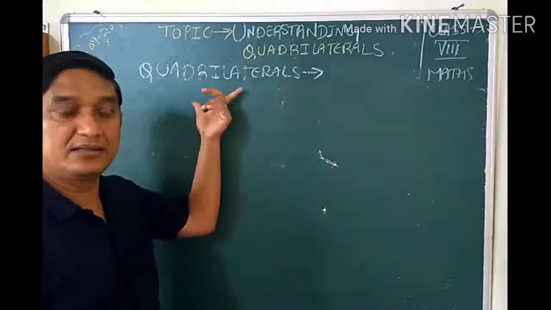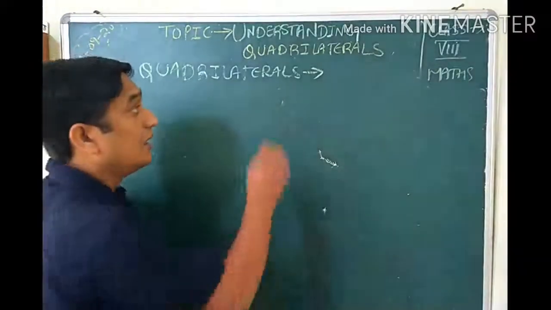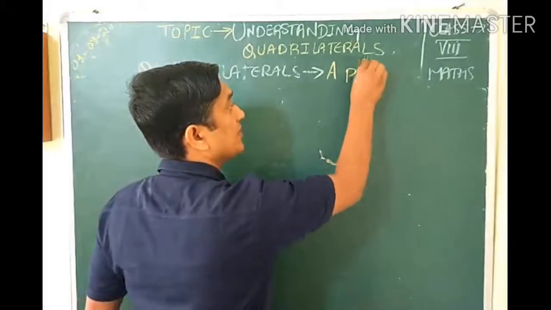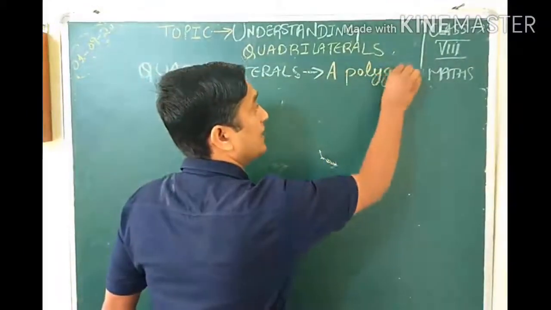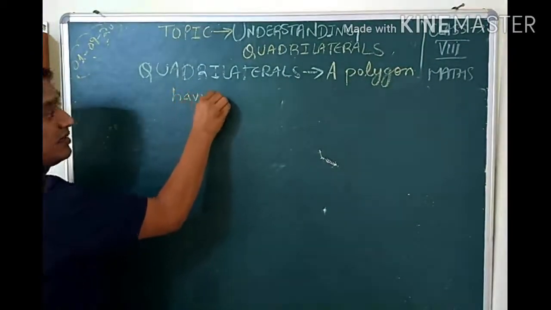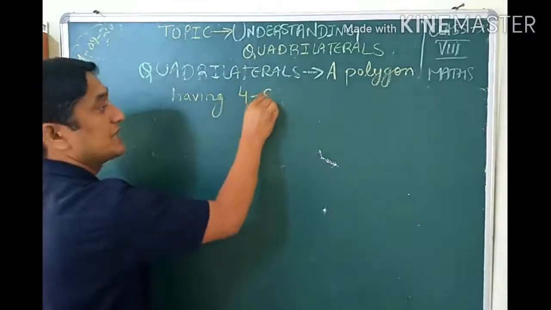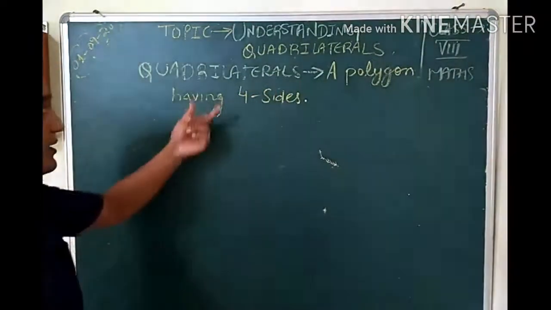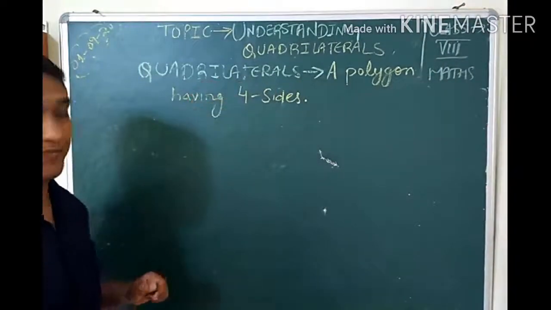Now children, next is quadrilaterals. A quadrilateral is what? A polygon having 4 sides. Having 4 sides is called a quadrilateral.